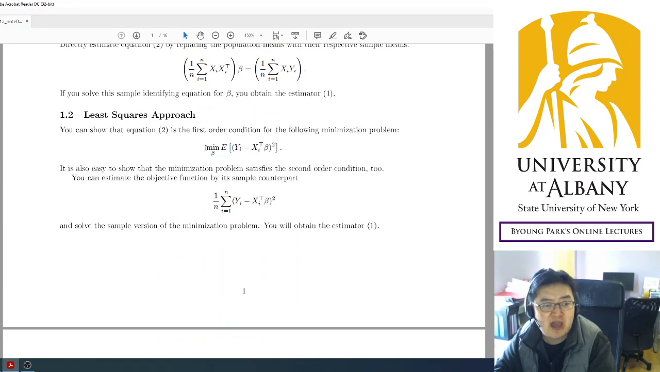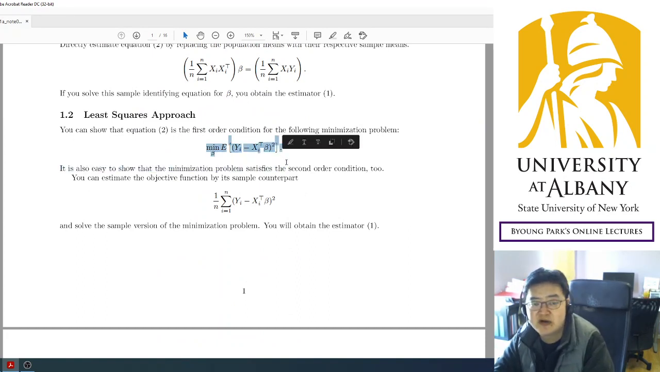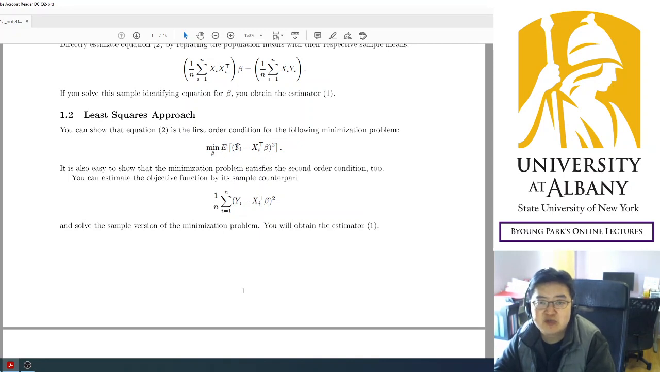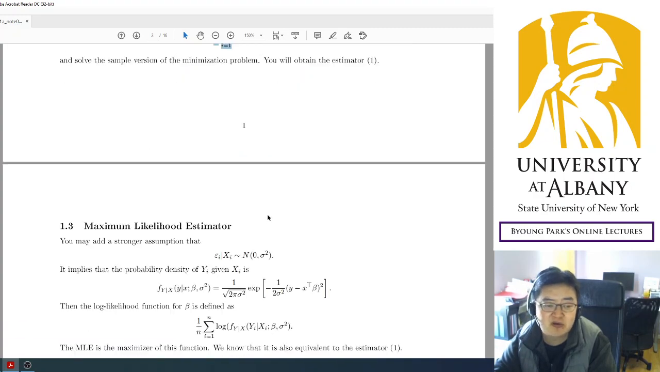So we know that beta is identified as the unique minimizer of this population mean of squared errors, but the population mean of squared error is not observed. It is not available. So we estimate the population mean as the sample mean of squared residuals, and minimize the sample squared residuals. That is the OLS estimator.